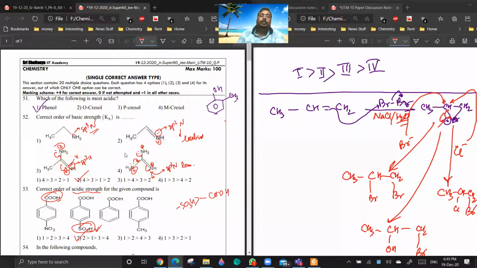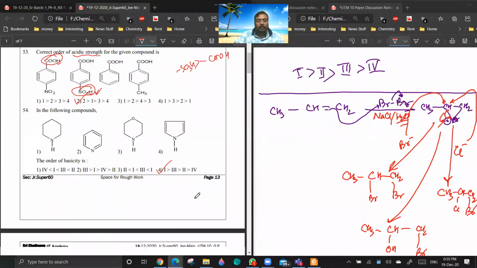Yes, sir. So I think this whole paper discussion is complete from this side. Can you give the structure of cresol, sir? This is the structure of cresol. So this is ortho-cresol, meta and para you can draw yourself. Yes, sir. Okay. Anything else in this paper?